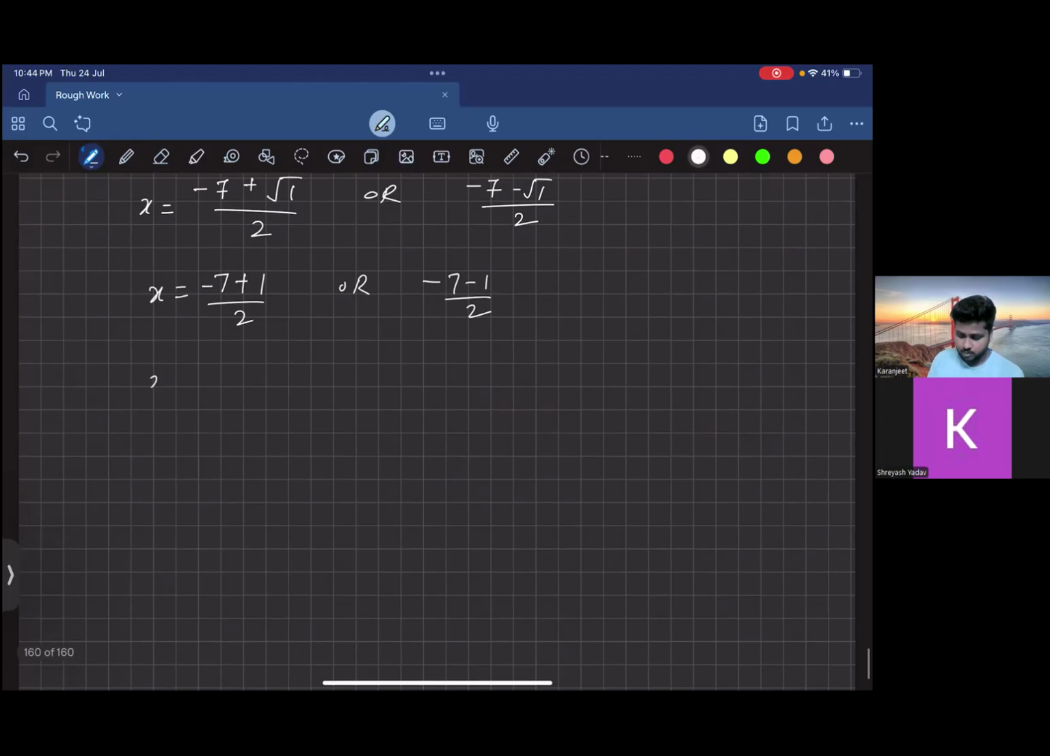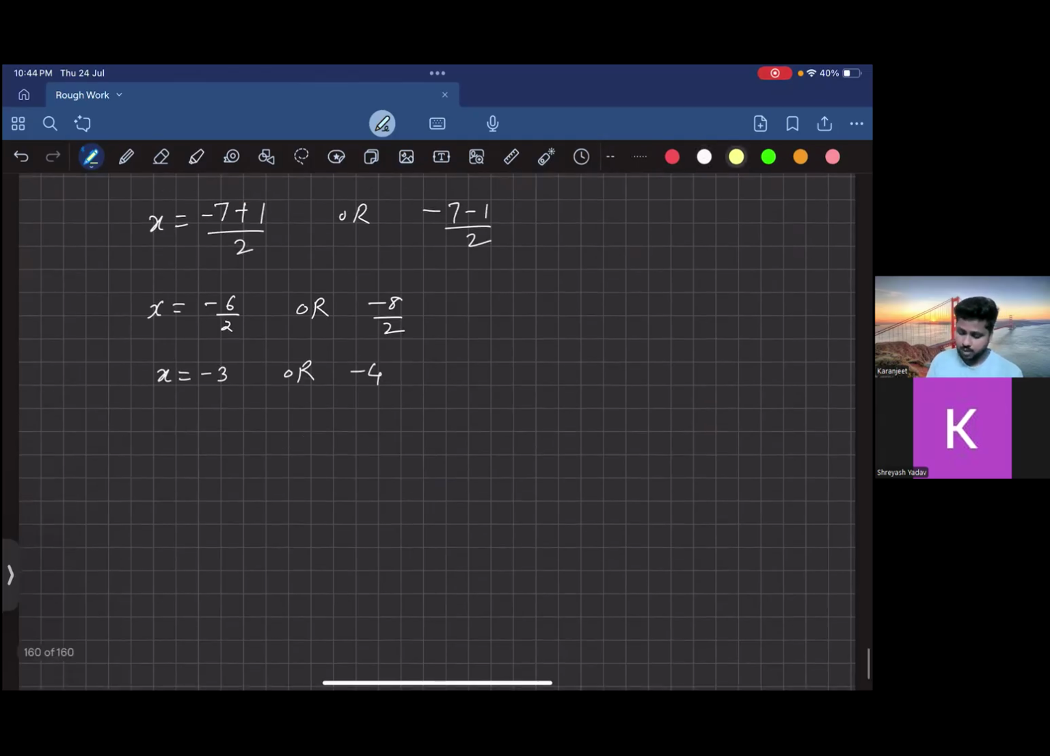So hence, I'm getting the values as -6 upon 2 or -8 upon 2. -6 upon 2 is nothing but -3, and -8 upon 2 is nothing but -4. So again, we are getting the two values, x is equal to -3 or x is equal to -4. These are the two values. Let us call the first value alpha, and the second one beta. Clear? I hope everyone is understanding how to find out the roots of the quadratic equation and what the quadratic equation is. Thank you.